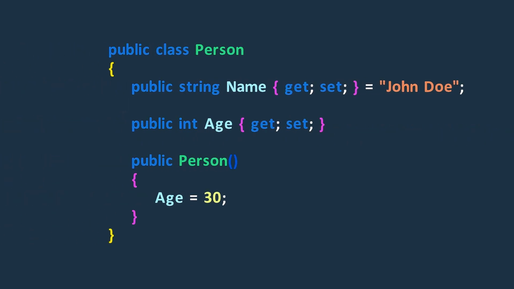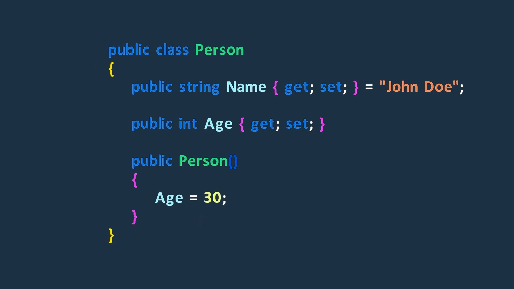Alright, auto-properties can be set with default values. We can do this by using the property initializer syntax either directly or inside the class constructor. For instance, in this example, the Name property is directly initialized with the default value John Doe. On the other hand, the Age property is initialized within the class constructor, where its default value is set to 30.